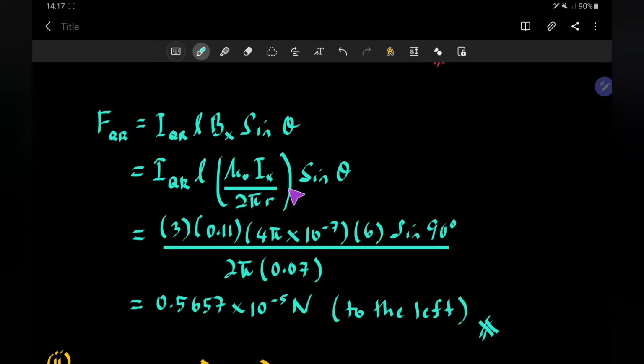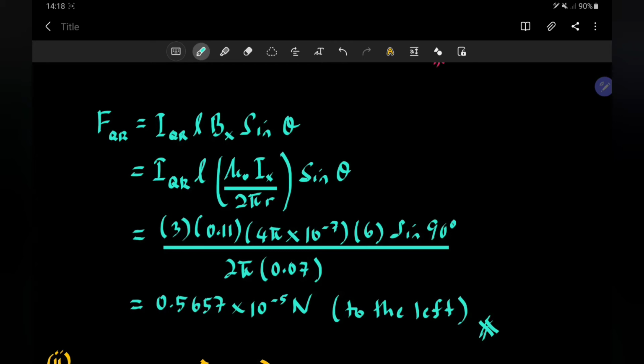Mu naught is just a constant. I_X is the current through the X wire, which is 6 amperes. 2 pi r. So r is 7 centimeters. So the separation between QR and X, they are separated by 4 plus 3, isn't it? Which is 7 centimeters. Convert it to meters. Again, the angle is 90 degrees because L and B are perpendicular to each other, giving you the answer now like this, which is directed to the left.